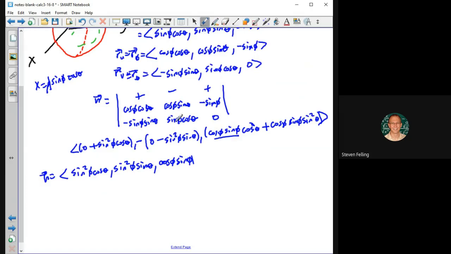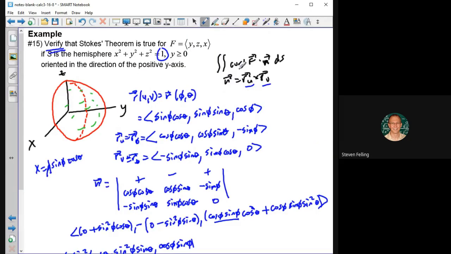Okay, then we need to take the curl of f. Okay, so far this is not looking like a lot less work. Okay, and this is to prove a point, so bear with me on this. What's the curl of f? So let me switch colors here.